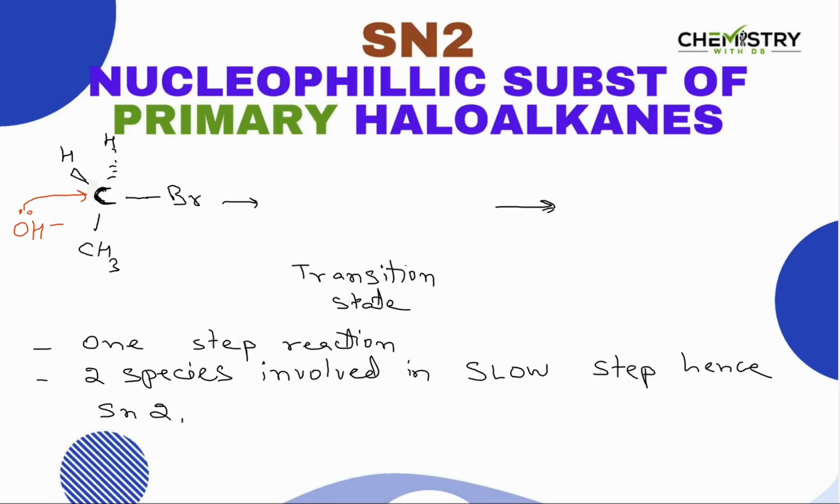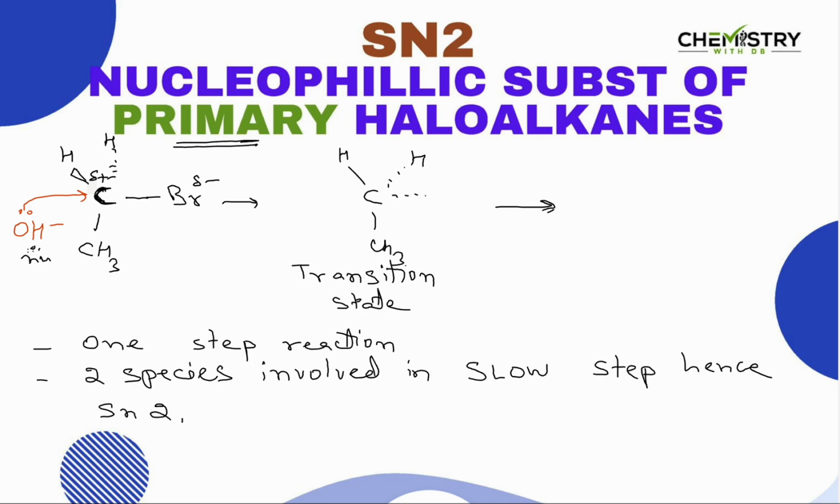Now, what happens in an SN2 reaction, that this takes place in case of primary haloalkanes. Here the C-Br, bromine is delta negative and carbon is delta positive. So what happens is that the nucleophile, the hydroxide ion, attacks the delta positive carbon, and this gives rise to a transition state, which I can write in this manner.